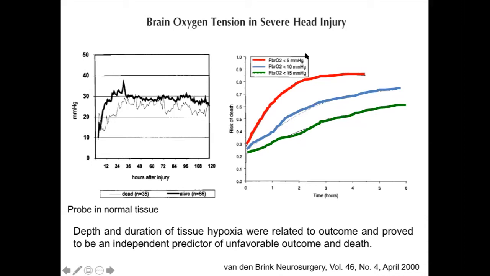So brain hypoxia occurs after TBI, and the most severe is the hypoxia. The longer the duration of hypoxia, the increased probability for patients to die.